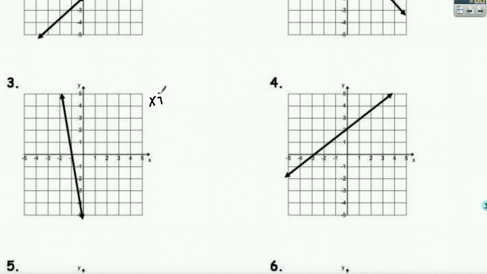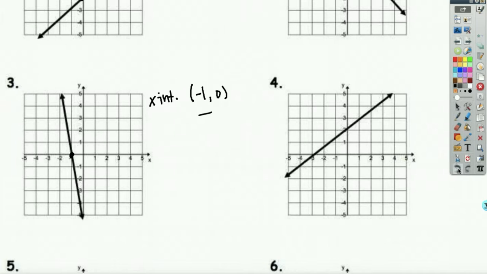On number 3, our x-intercept would be at -1. So to write that, we would write it as a coordinate as (-1, 0). And our y-intercept, we would find where the line crossed the y-axis, which will be right here. And so that's actually at -5 on the y-axis. So that point will be at (0, -5).